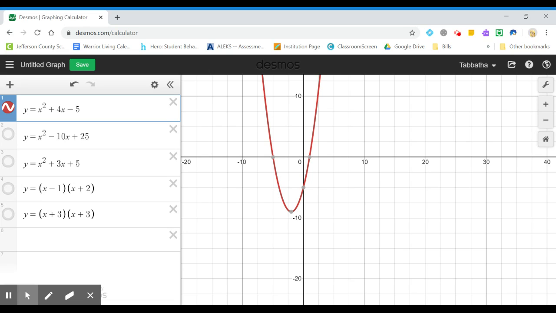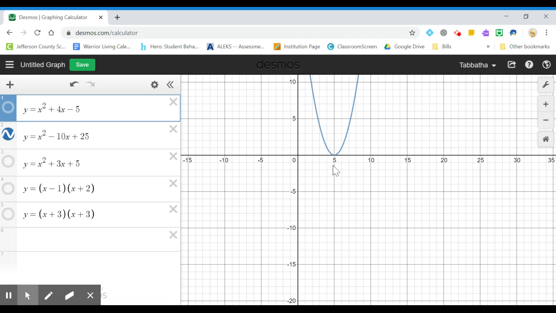So let's take a look at another example. If we were to graph this one, where does it cross the x-axis? Well, it doesn't actually cross all the way through it. What happens is it just touches the x-axis. So this one only has one solution at x equals 5. So that's possible. It could have two solutions, it could have one solution, or it could have no solutions.